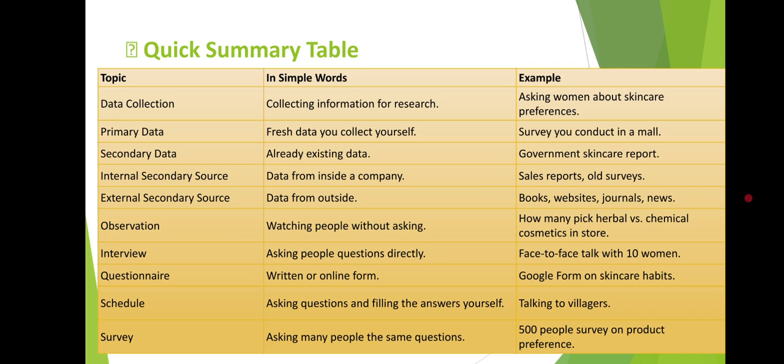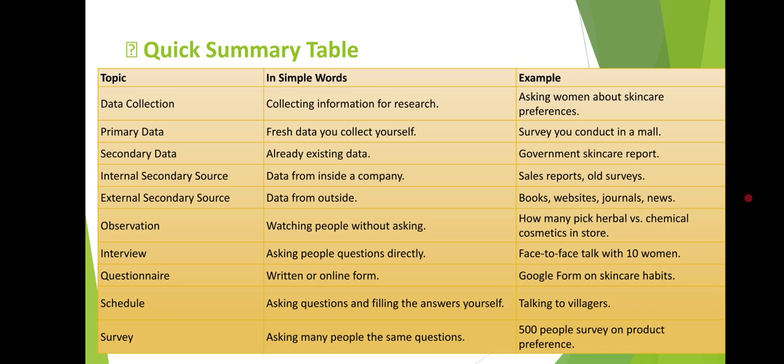This is the quick summary table of all the topics that we already discussed in this video. First topic we have is data collection, that means collecting information for research. For example, asking women about skincare preferences. Apart from that, we have primary data, that means fresh data you collect yourself. For example, a survey you conduct in a mall. Secondary data means already existing data. For example, a government skincare report.